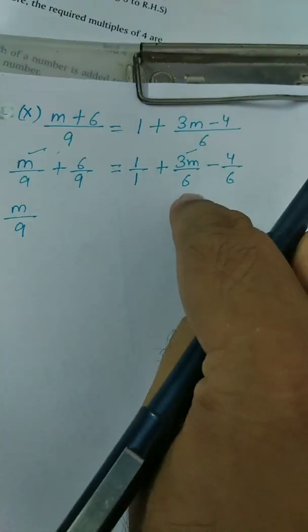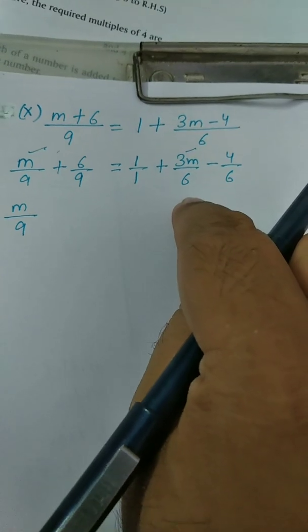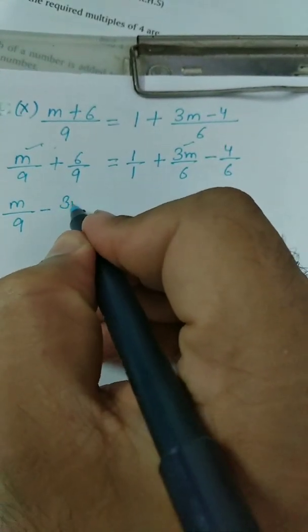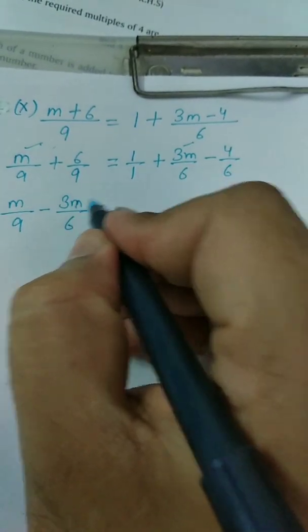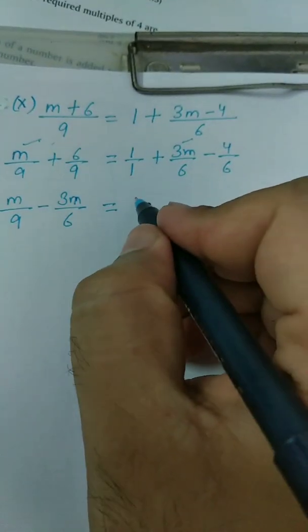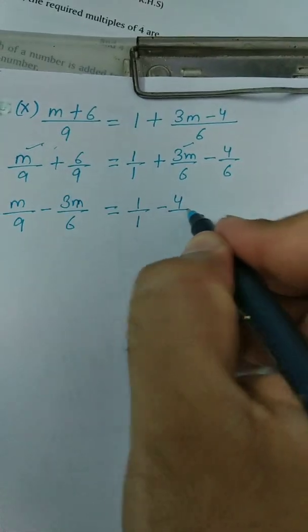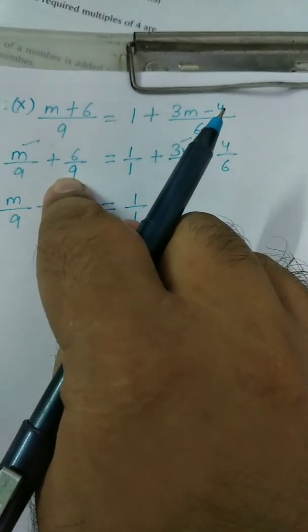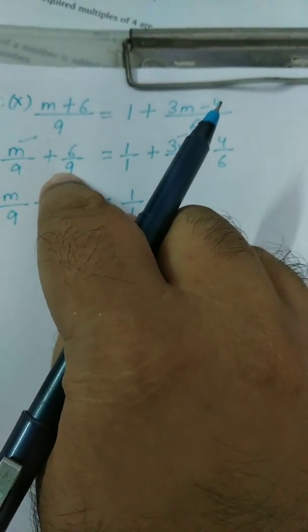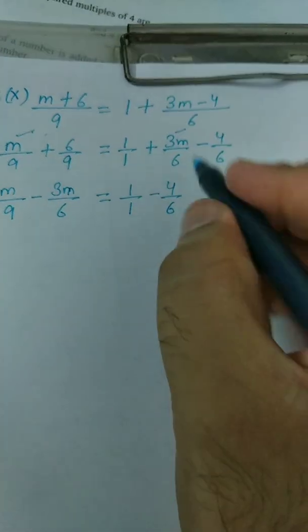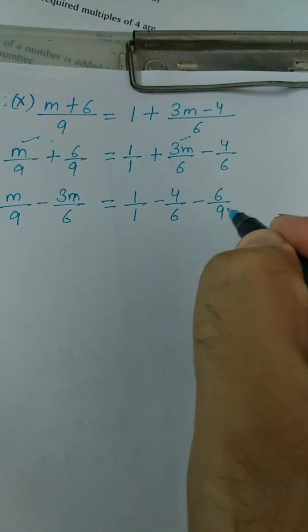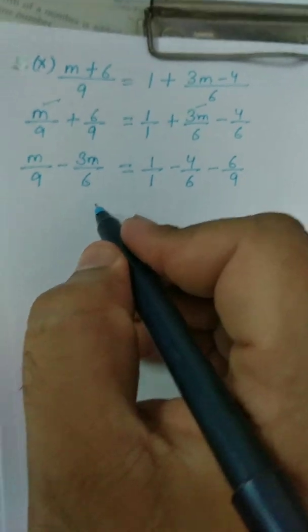When I shift the 3m/6 from the RHS to the LHS, it will become negative, minus 3m/6, right? Equivalent to 1/1 − 4/6. When I shift the 6/9 from the LHS to the RHS, it will become negative, minus 6/9. Now, take the LCMs of both sides.